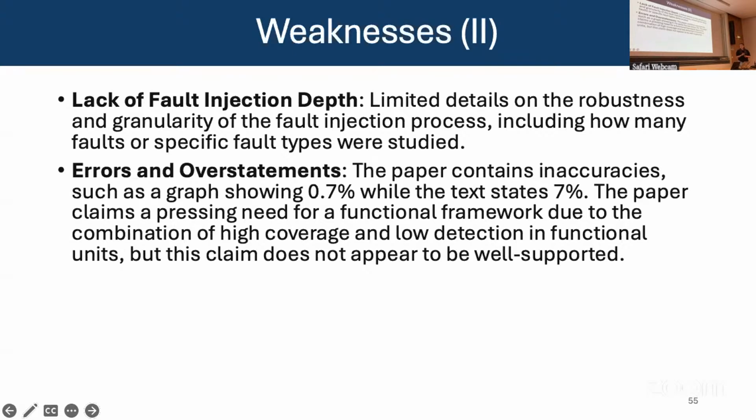There were a lot of inaccuracies, for example, a graph showing 0.7% while the text stated 7%. Then the paper claims to suppress the need for functional frameworks due to a combination of high coverage and low detection. But on the graphs, it was not really well supported.